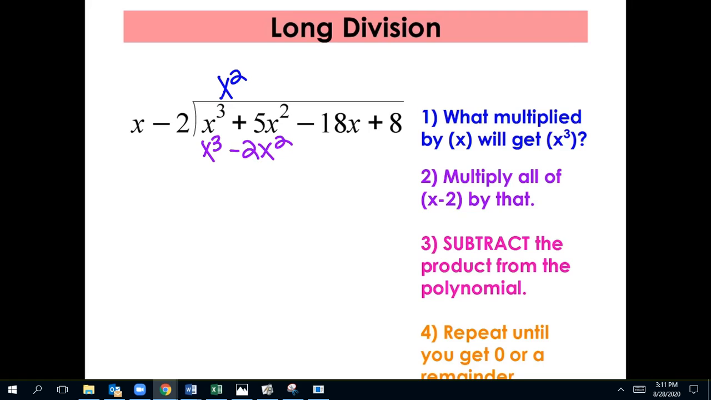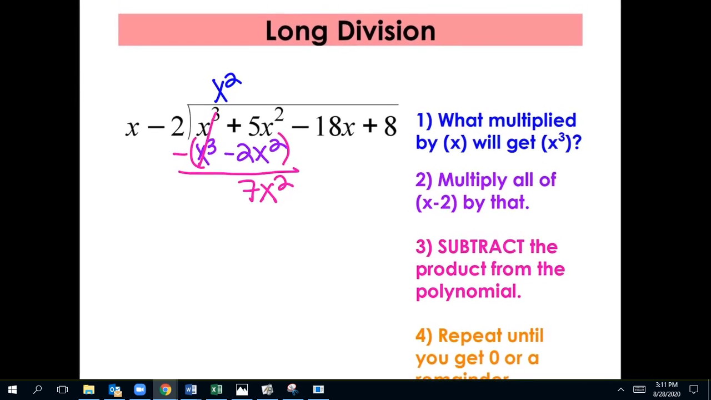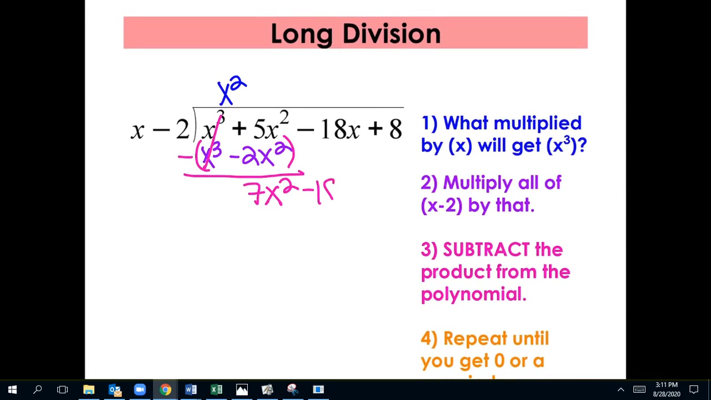The next thing we'll do is subtract that whole thing from the polynomial, so I put it in parentheses. x cubed minus x cubed will always cancel. That's the point of doing that value. And then 5x squared minus negative 2x squared will become 7x squared. It's really plus. And then we just bring down the negative 18x plus 8, and then repeat the process until we get either a remainder of 0 or a number we can't multiply into anymore.